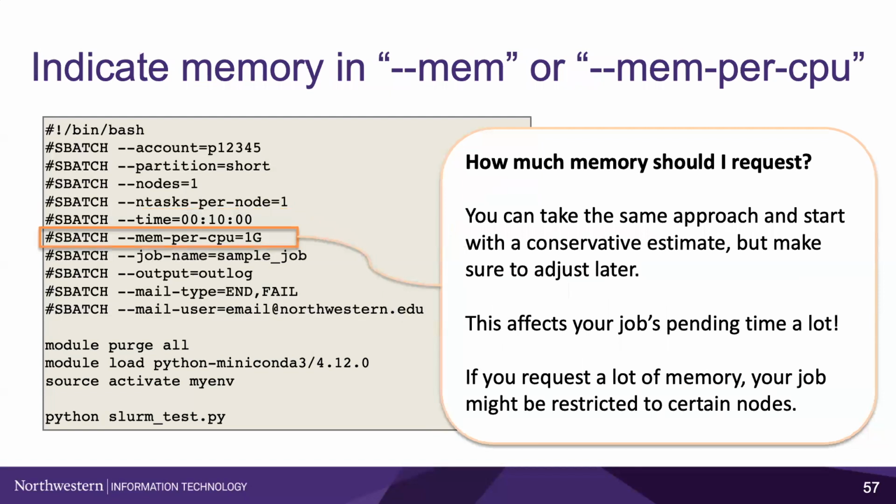Next up is the memory that is requested. So you can indicate this by --mem or --mem-per-cpu. And this is kind of similar to the previous slide in that I understand it's really difficult to estimate how much memory a job might take before you've actually run it. So I suggest also that for this one, you can start with a conservative estimate and then go back to your script and adjust the amount of memory requested after you have done a test run or something like that.